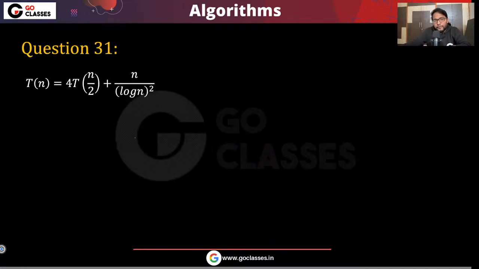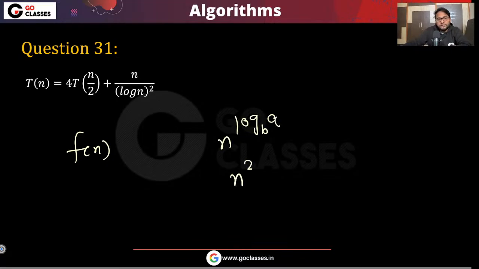Okay, now you have to solve this. I'm not going to solve this, you only tell me what is the answer. This is f(n). This is n power log base b a. So log base b a is 2, which is n squared. This is n squared upon log n. Yeah, this is interesting. Can you tell me what is the answer?